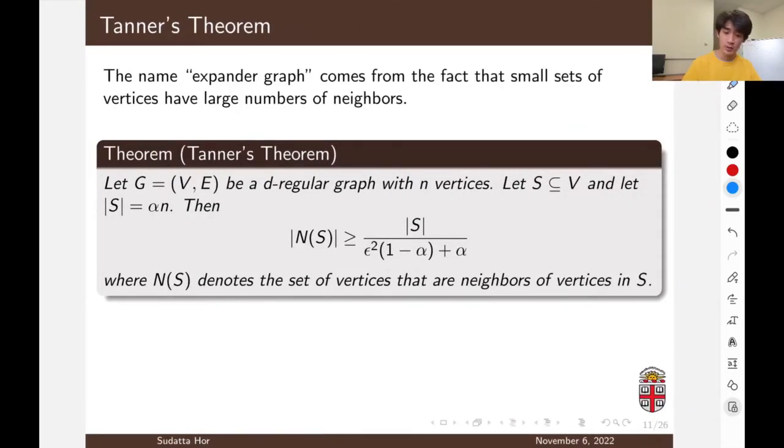It's important to note Tanner's theorem, where expander graphs get their name from. Essentially, each small set of vertices has a large number of neighbors. What Tanner's theorem states is that if we have any set of vertices S, then we can always find this lower bound on the number of neighbors of S.